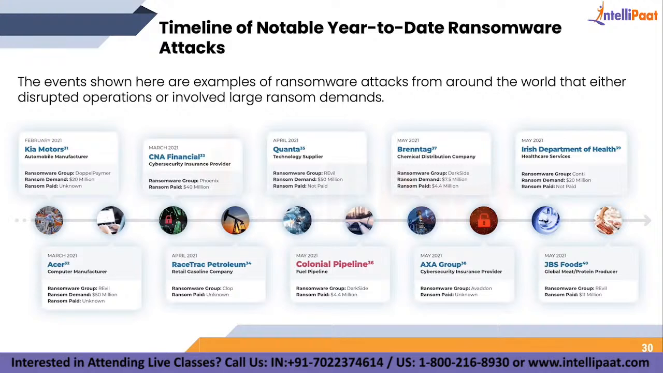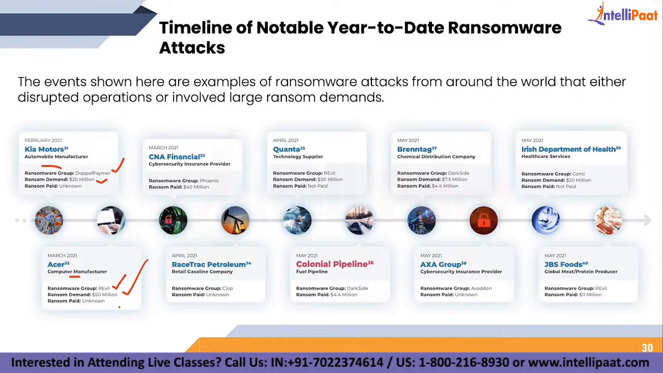Kia Motors, an automobile manufacturer, has undergone an attack by a ransom group called DoppelPaymer, and the demand was $20 million. Not sure how much was paid. Then Acer, one of the largest ransomware attacks in history. A group called REvil attacked Acer computers and took control over sensitive information. REvil demanded $50 million, which had been paid.